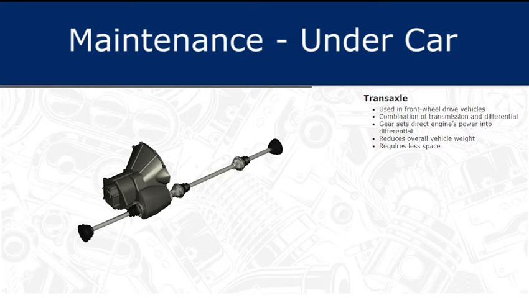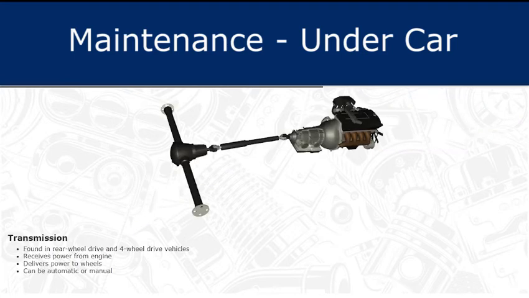In front-wheel drive vehicles, the transmission and differential are combined, and the entire assembly is called the transaxle. The gear sets within the transaxle direct the engine's power into the differential. Combining the transmission and differential into one assembly reduces overall vehicle weight and requires less space. The transmission is the first component in the drivetrain.